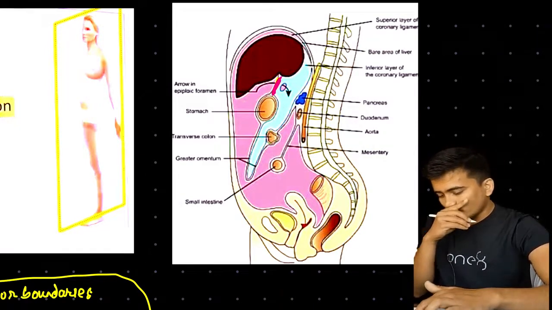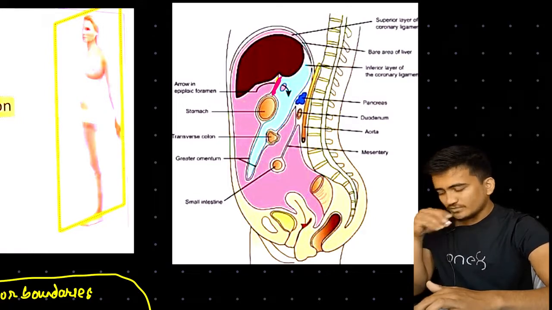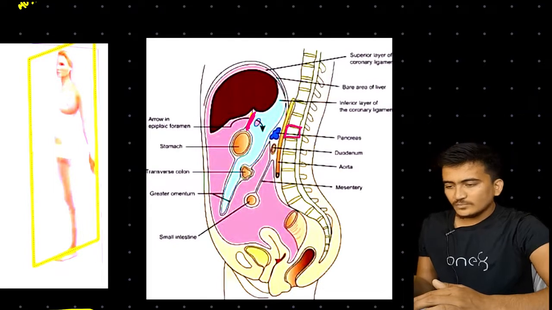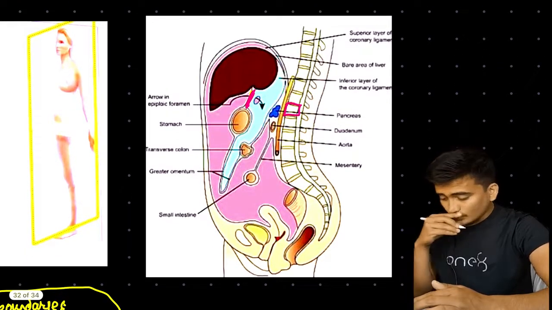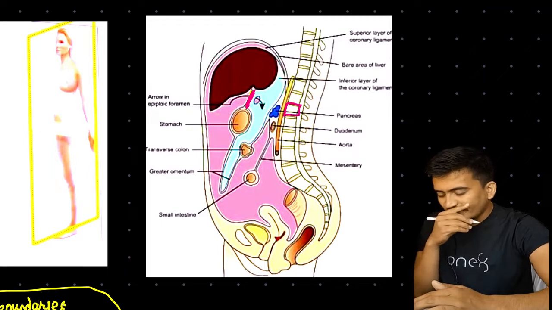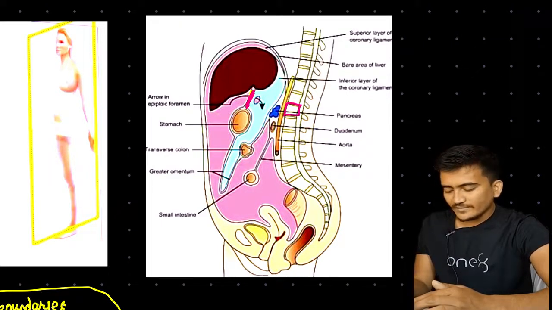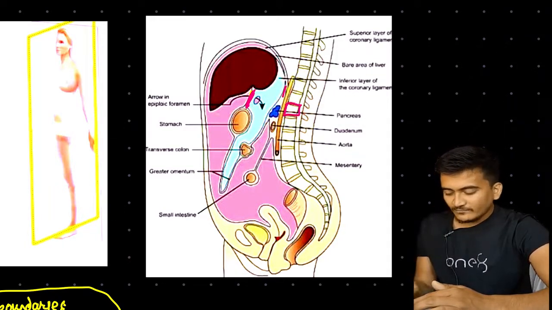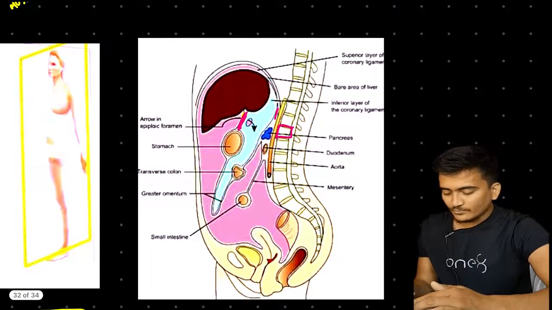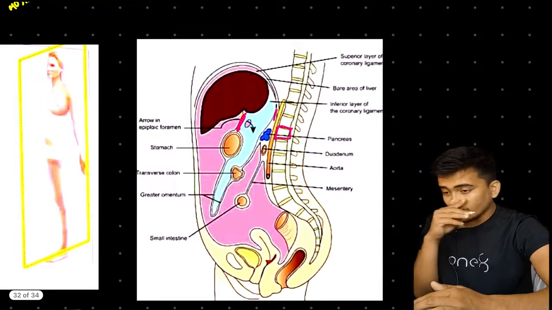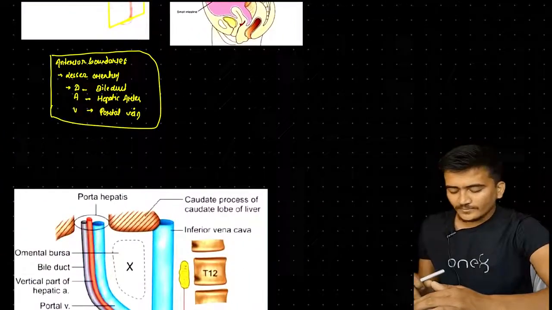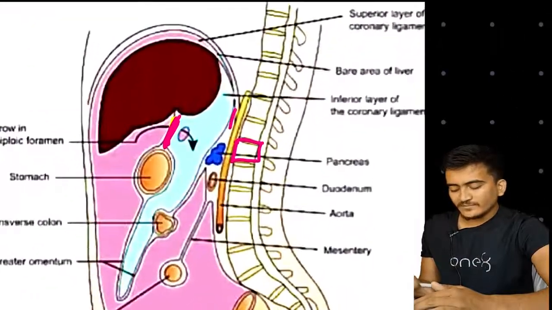Now what about the posterior boundary? The posterior boundary is our T-tubal vertebra, and also we have the inferior vena cava, somewhat right here. This is our vertebra, and here we have the inferior vena cava. And the posterior boundary will also be our right suprarenal gland. Okay.